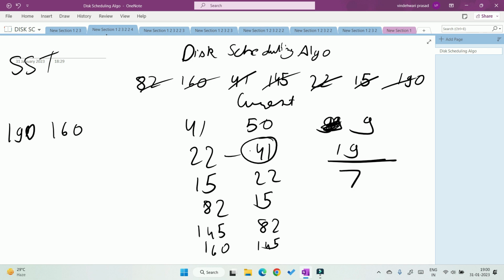Just subtract it and add all the move positions and multiply. In a given question it is always given 6 times. You multiply by 6 times, you get the total IO time.